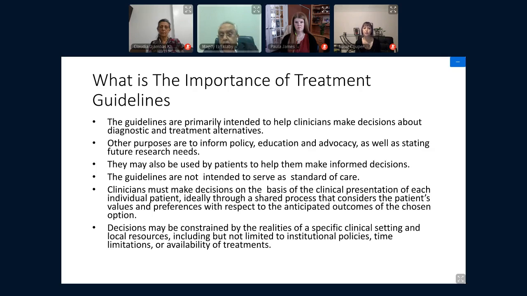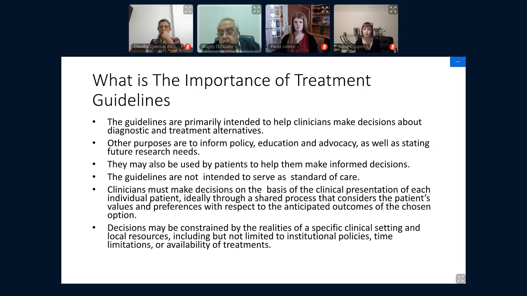These are just a few bullet points, and I believe that it will be covered in more detail by my colleagues during their presentations. They are primarily intended to help clinicians make decisions about diagnostic and treatment alternatives. It is also a very important tool for advocacy and to reach out for policy and education, to better care for our patients. They may also be used by patients to help them make informed decisions, and this will be mainly through their national member organizations trying to simplify the statements and make them understandable to the patients.